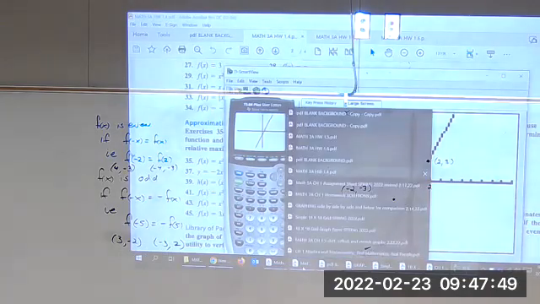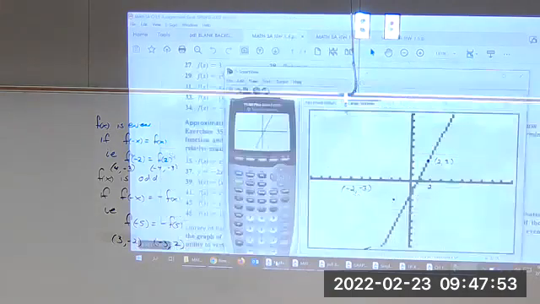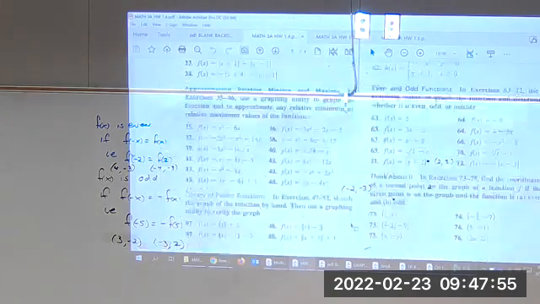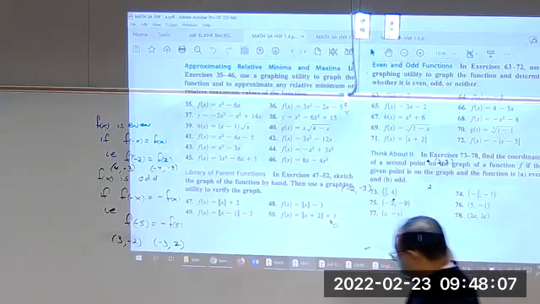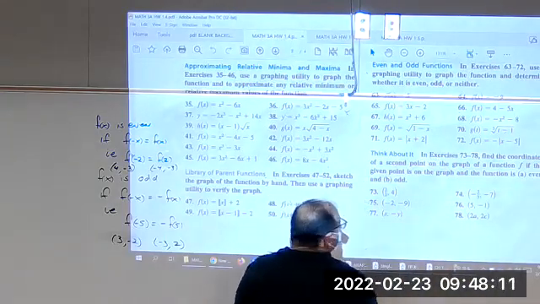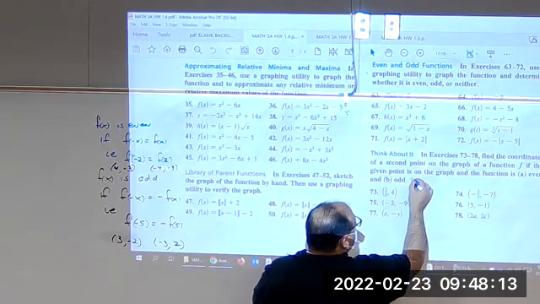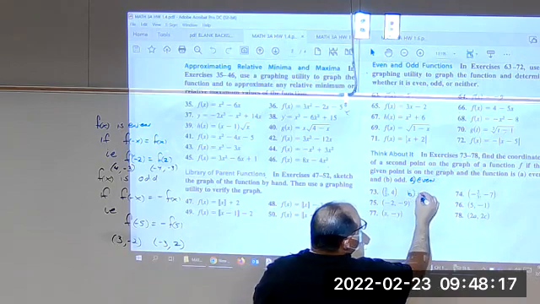Yeah. 73. Find the coordinates of the second point on the graph of f. So if it's even, what would the other coordinate be? And if it's odd, what would the other coordinate be? So 73. A, we want even. B, we want odd.